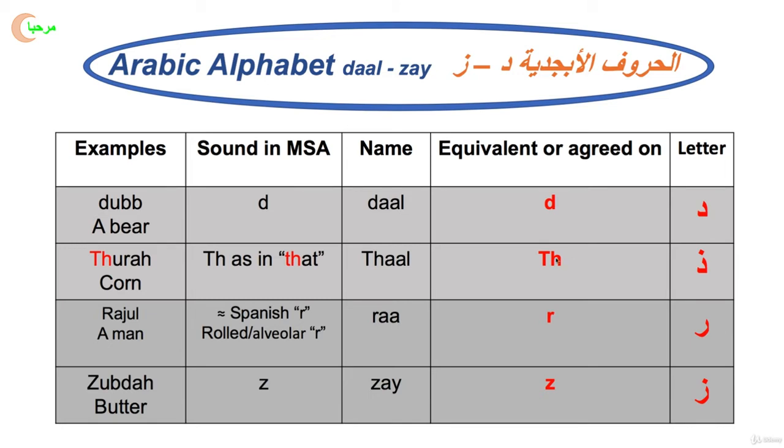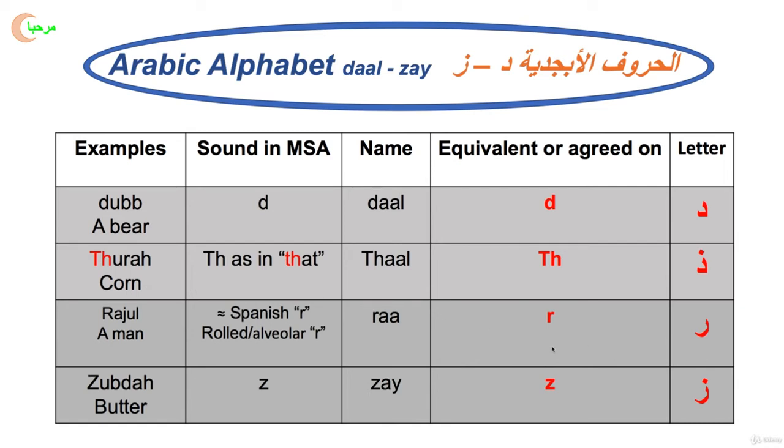So this one here that we're gonna agree on writing as capital T and a small h is gonna be the one in that. The name of this letter is daal, and the sound is the, just like when we say that. As an example, we have dhura, and dhura means corn.